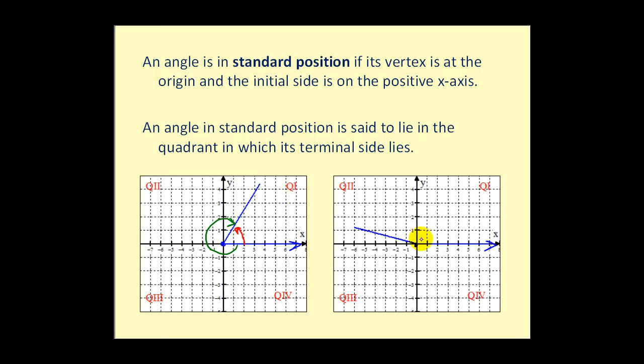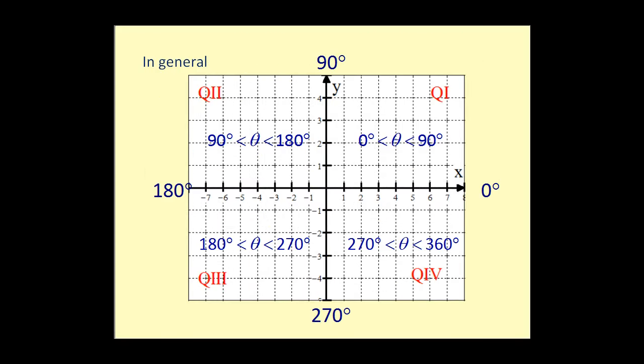And the same thing with the second angle. If we consider the angle where it's rotated from this initial side to this terminal side, this angle would lie in the second quadrant. But again, so would this negative angle here. So in general, angles between 0 and 90 degrees lie in the first quadrant, between 90 and 180, second quadrant, between 180 and 270, the third quadrant, and between 270 and 360 in the fourth quadrant.